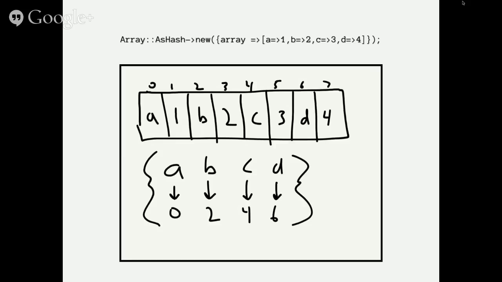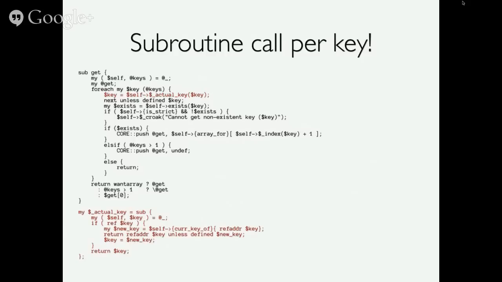Seems pretty reasonable, but as I started digging into the code, it's actually pretty bad. So up here, this is the get method. Key equals self, and then dereferencing the code reference, the actual key of the key. So for every key, you have to make another subroutine call down to here.